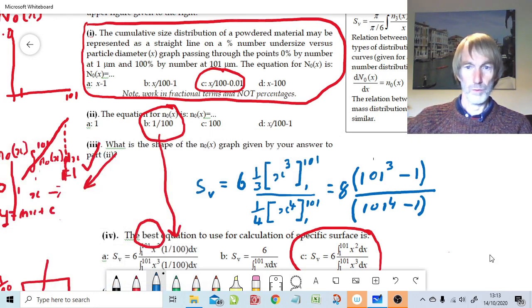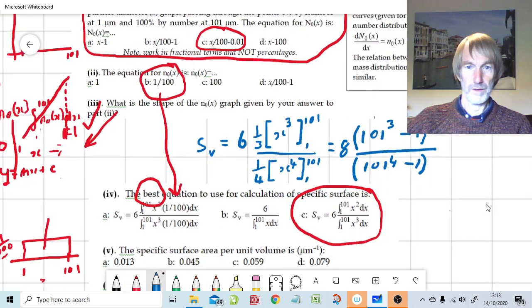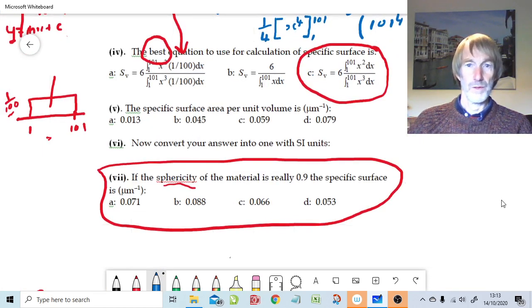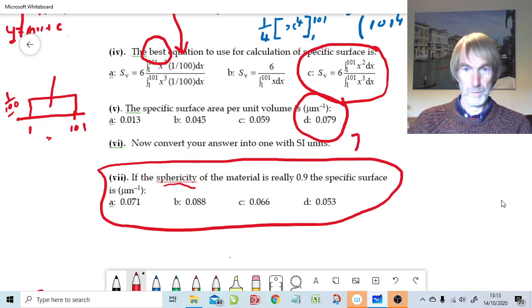So 0.079. Okay. So the specific surface area per unit volume for this distribution is answer D, 0.079. The conversion to one with SI units is simply to convert it to meters to the -1. So that's 7.9 times 10 to the 4 meters to the -1.